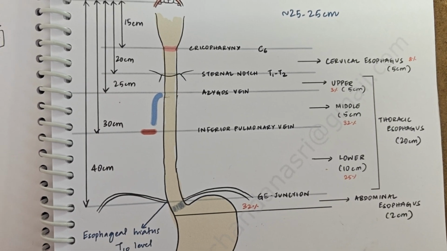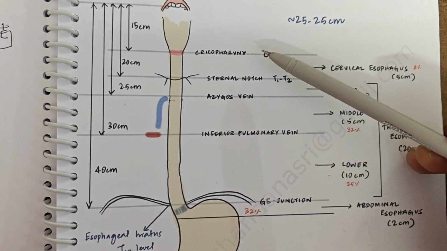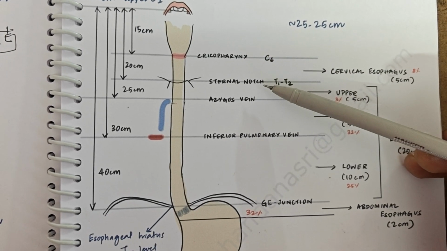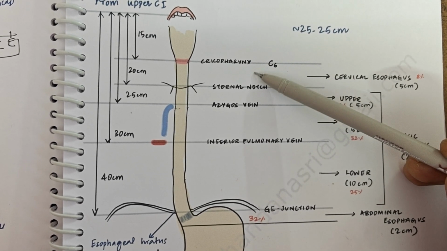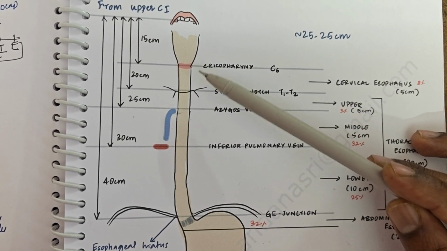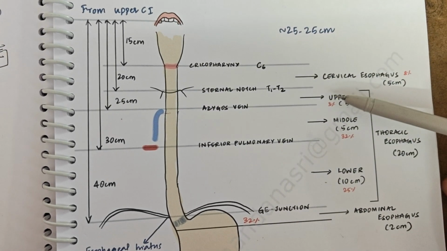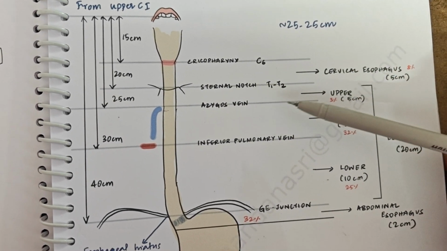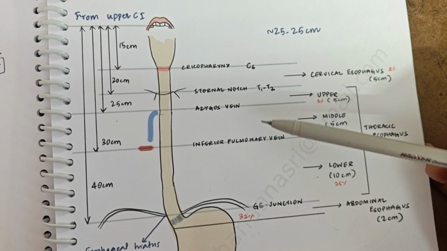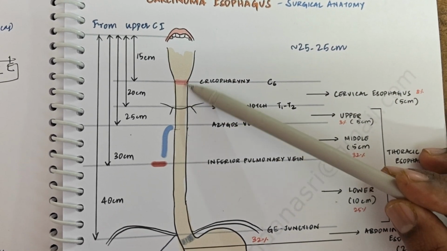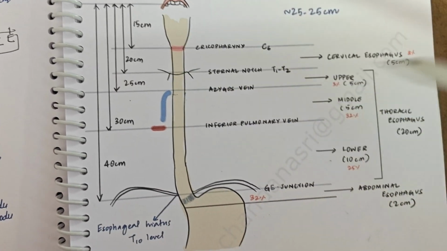Now, if you look into the points here, from the cricopharynx till the sternal notch, you have 15 centimeters here, and 25 centimeters here. This is the cervical esophagus, just 5 centimeters. Then it is 5 centimeters here, 10 centimeters here, and 10 centimeters here. So 5 centimeters, 5 centimeters.